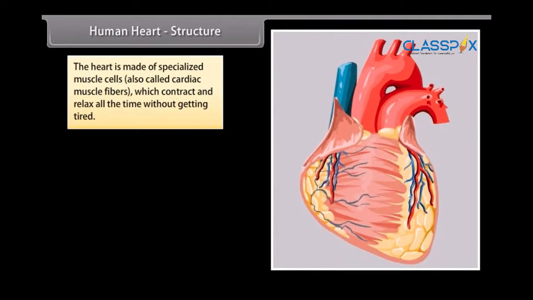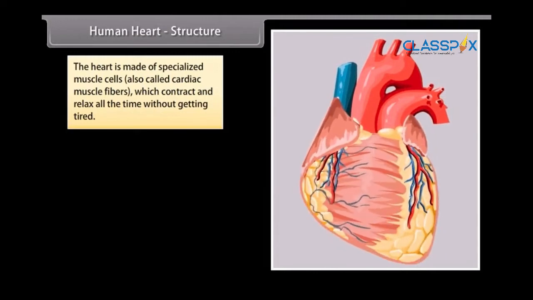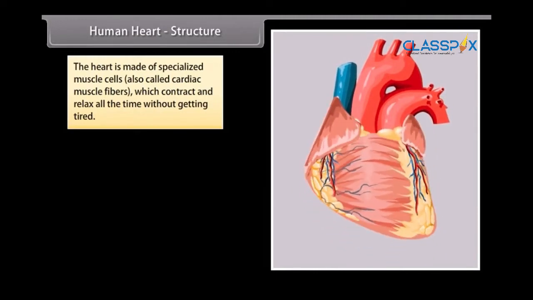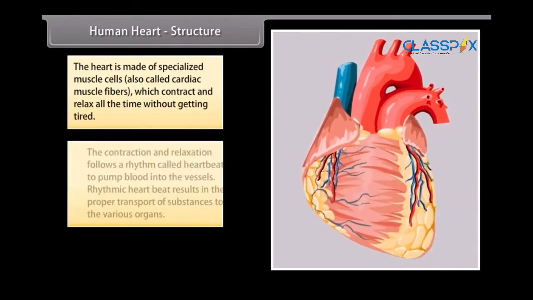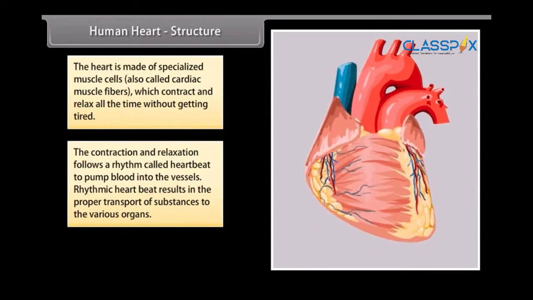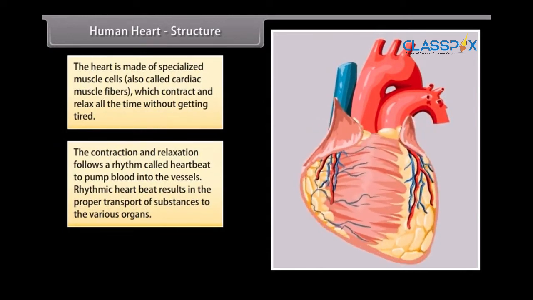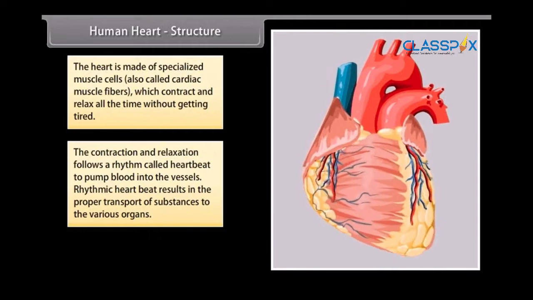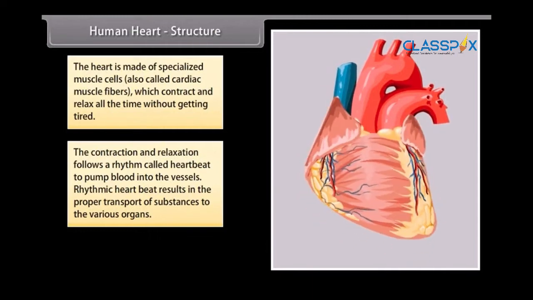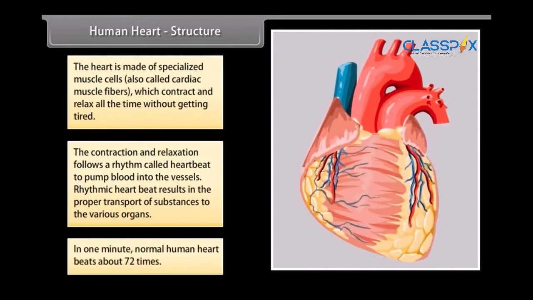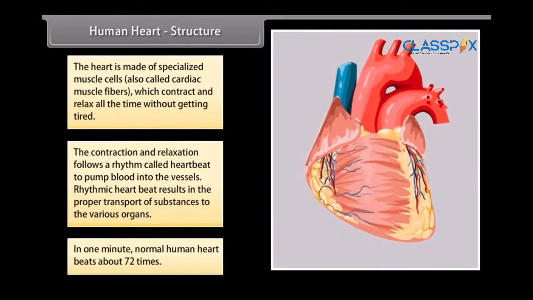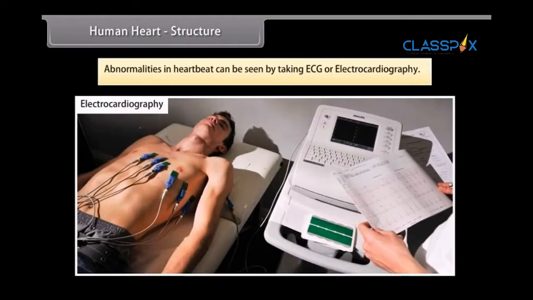The heart is made of specialized muscle cells, also called cardiac muscle fibers, which contract and relax all the time without getting tired. The contraction and relaxation follow a rhythm called heartbeat to pump blood into the vessels. Rhythmic heartbeat results in the proper transport of substances to the various organs. In one minute, the normal human heart beats about 72 times. Abnormalities in heartbeat can be seen by taking an ECG or electrocardiography.